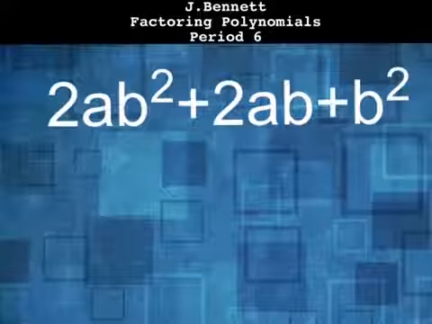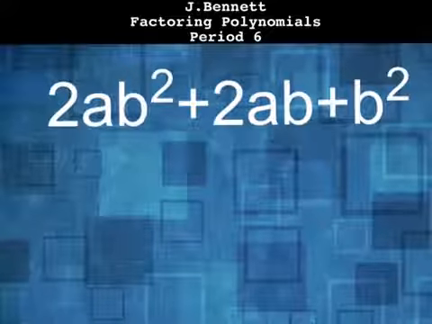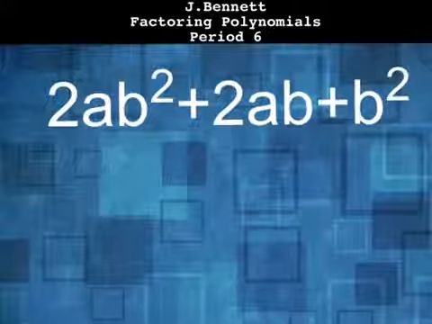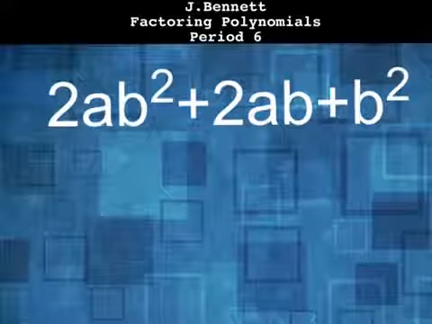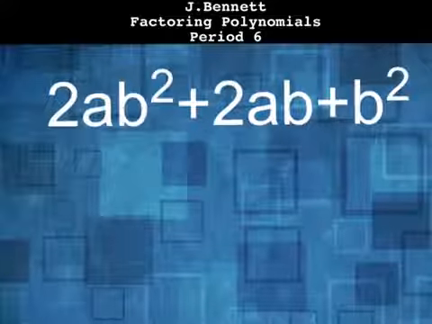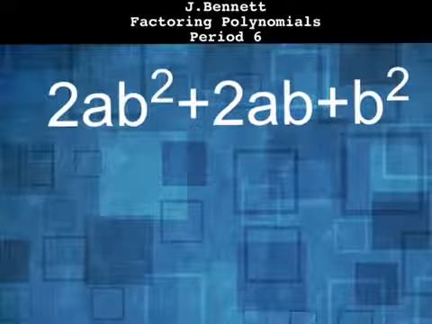Hello everybody, I'm going to be trying my best to show you how to factor polynomials. The problem we're going to be using today is 18x squared plus 27x plus 10, and in order to solve this problem we're going to have to do the following steps.